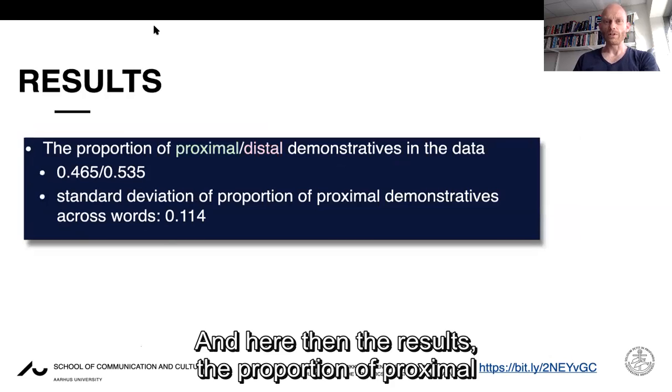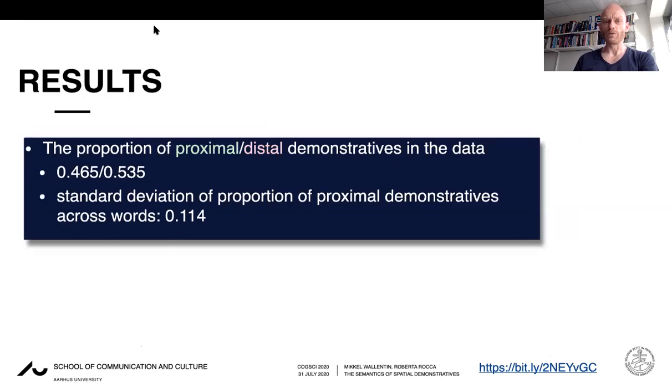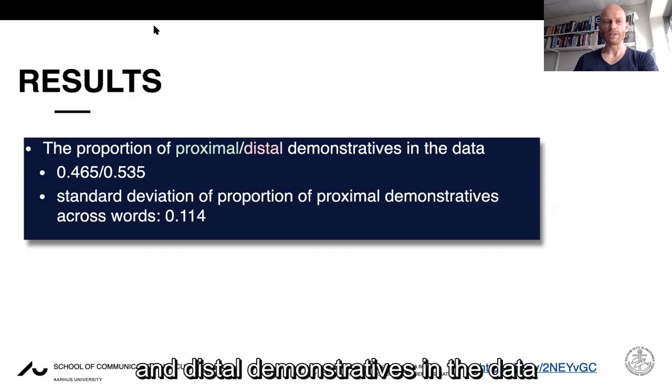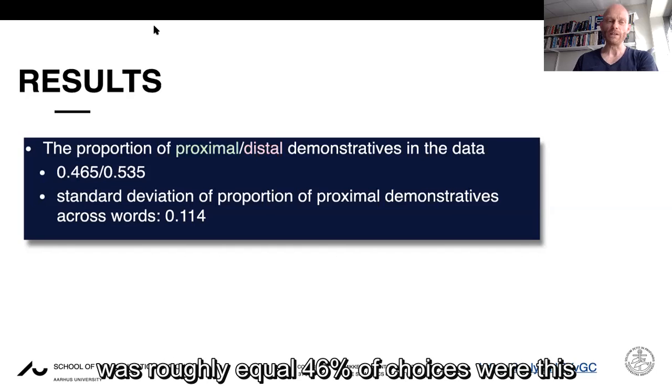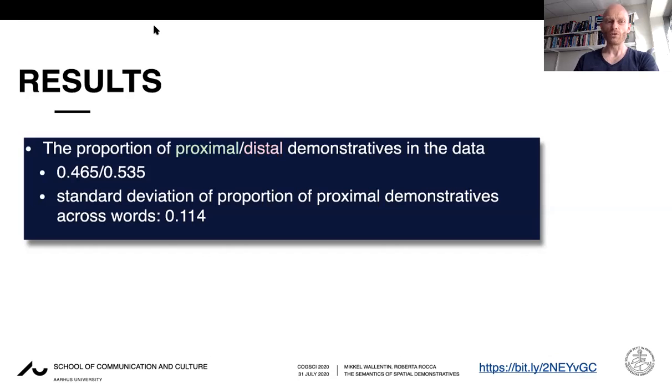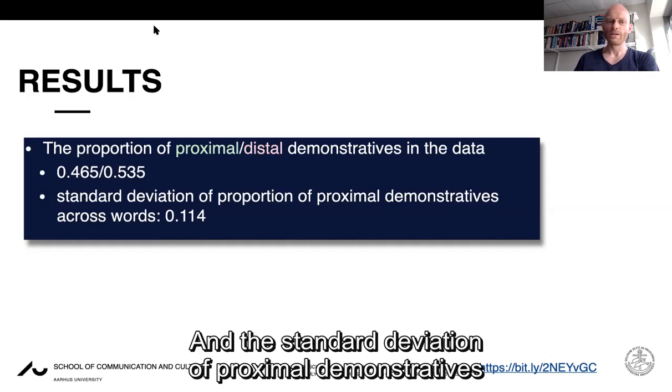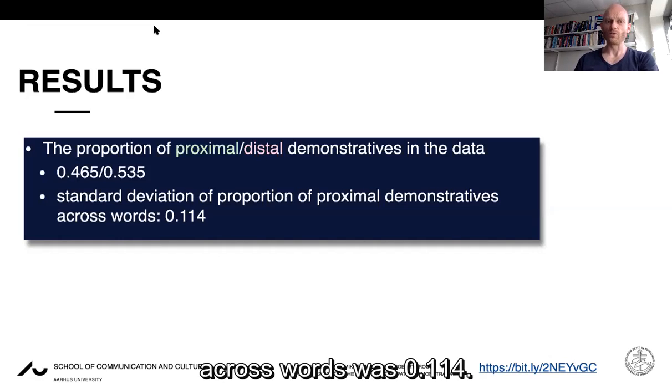And here are then the results. The proportion of proximal and distal demonstratives in the data was roughly equal. 46% of choices were "this", and 53% were "that". And the standard deviation of proximal demonstratives across words was 0.114.